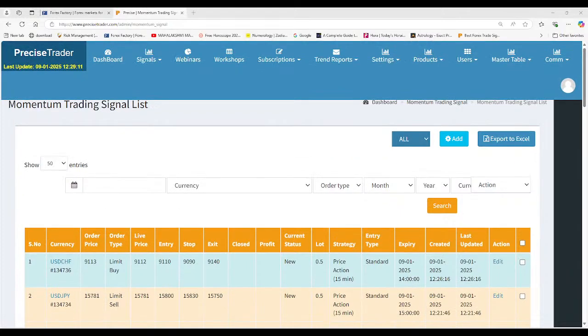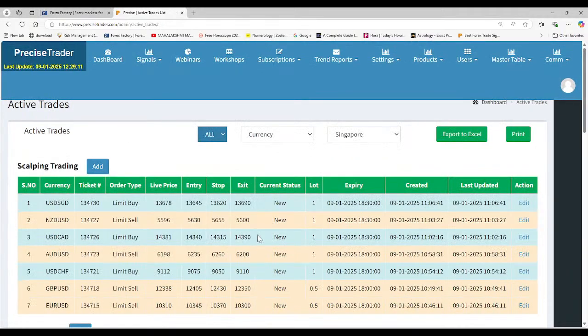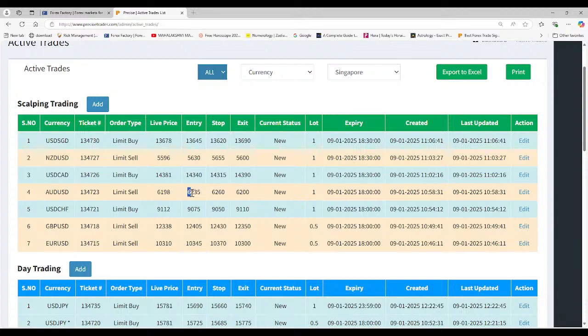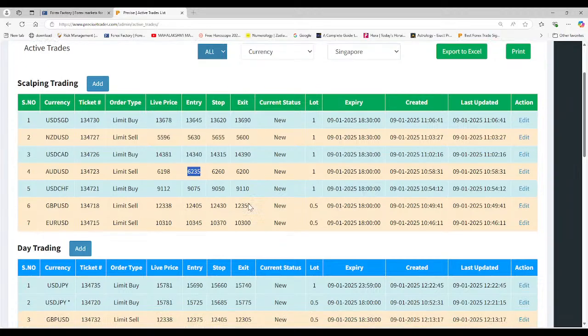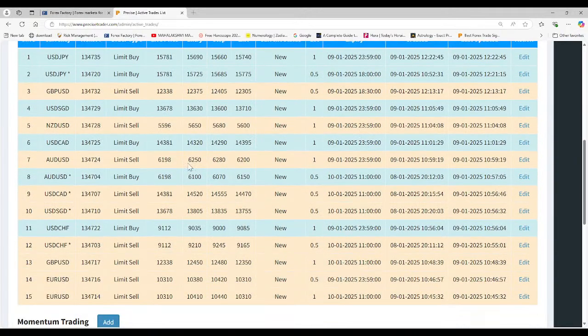Let's see what signal we have given. We have given 62.35, which is expiry at 6 p.m. Let it work. Then we have given 62.50, also let it work.